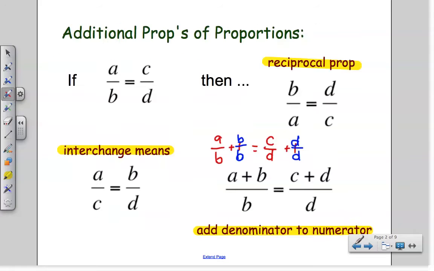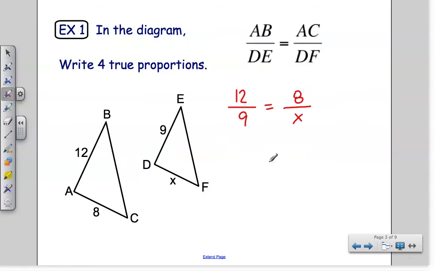I'm going to do this property here, which says reciprocal property. I'm going to flip both fractions, and that'll be a true proportion. Instead of 12 over 9, 9 over 12 equals, instead of 8 over x, I'm going to flip that as well, do the reciprocal, and do x over 8. Let's check and make sure the same things are still diagonal. 12 diagonal from x. Yep. 9 diagonal from 8. Yep.